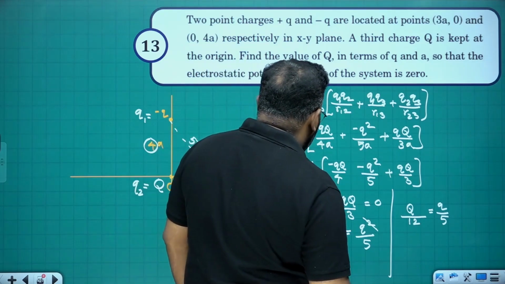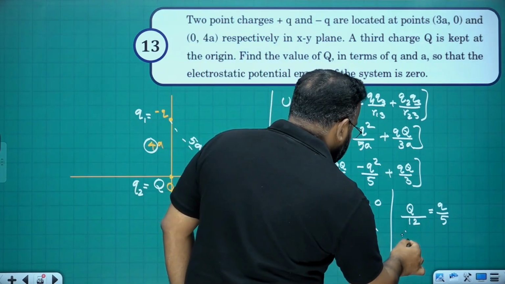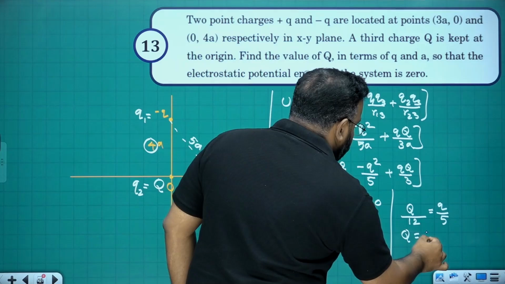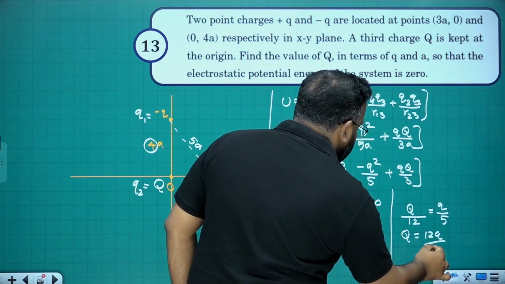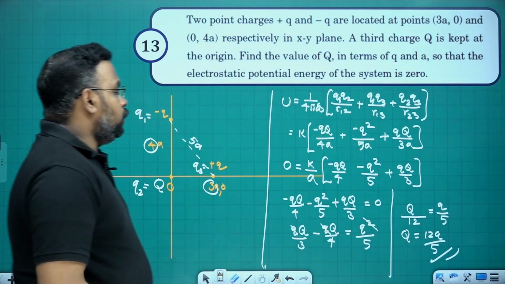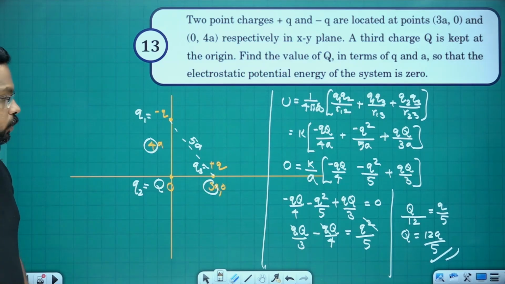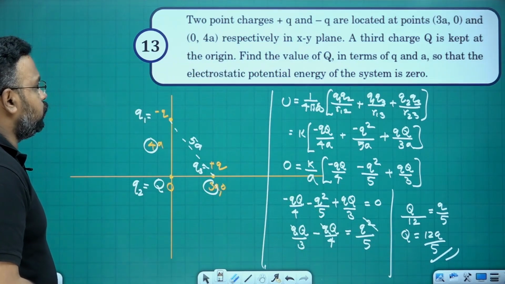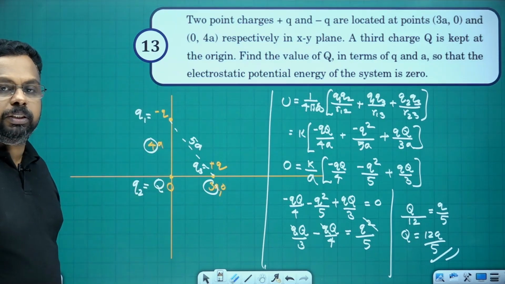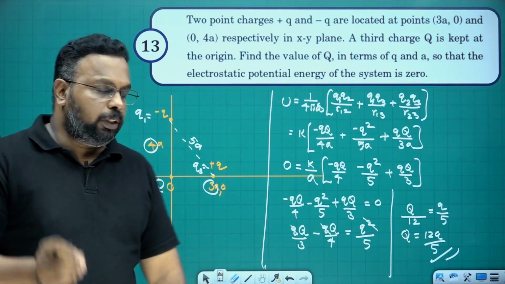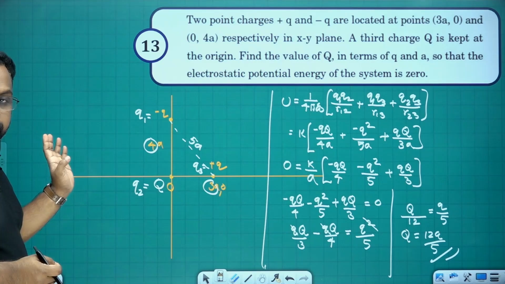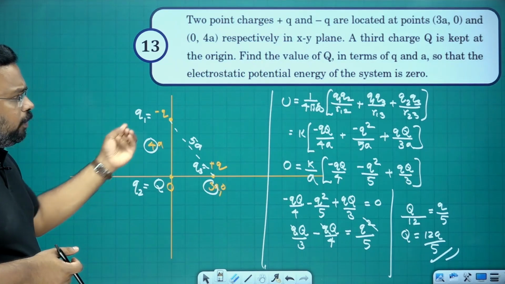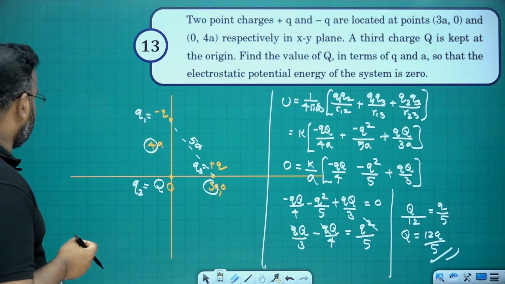Is there any A? No. A becomes 0. So Q is equal to 12q by 5. This is the answer for the question. So the capital Q value should be 12q by 5 for the potential energy of the system to be 0. Clear? So just a simple idea, we are just equating the potential energy formula.